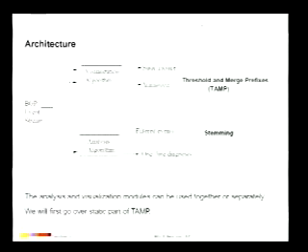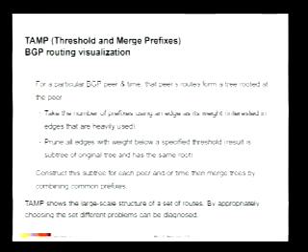We'll first go over the static version of TAMP. TAMP stands for threshold and merge prefixes. Now, this is how it works. For a particular BGP peer and a specific time, that peer's routes form a tree rooted at that peer. So what the tree looks like is the BGP peer as the root, the BGP next hops, the next hop AS, and then the rest of the AS path.